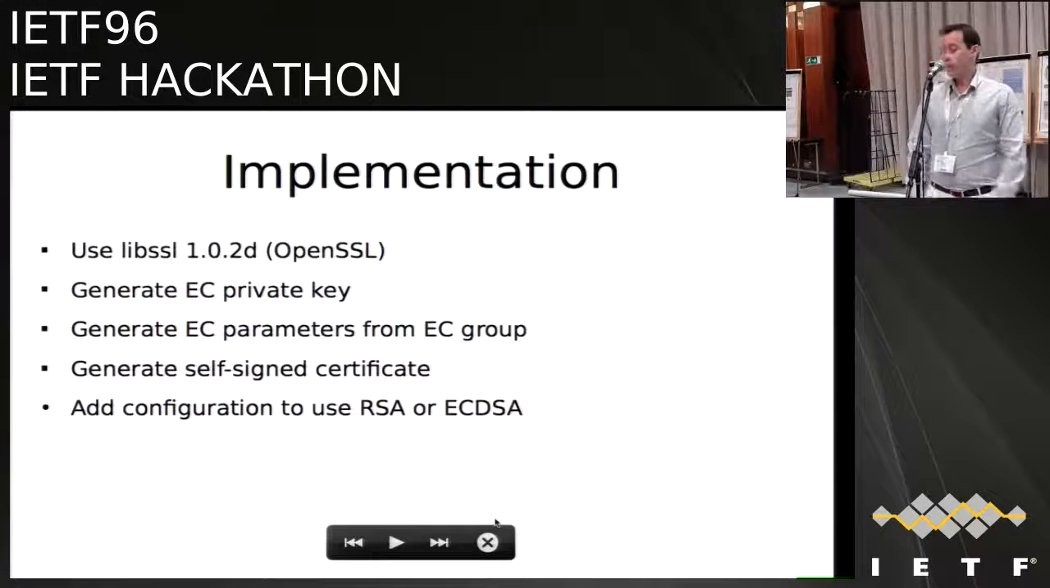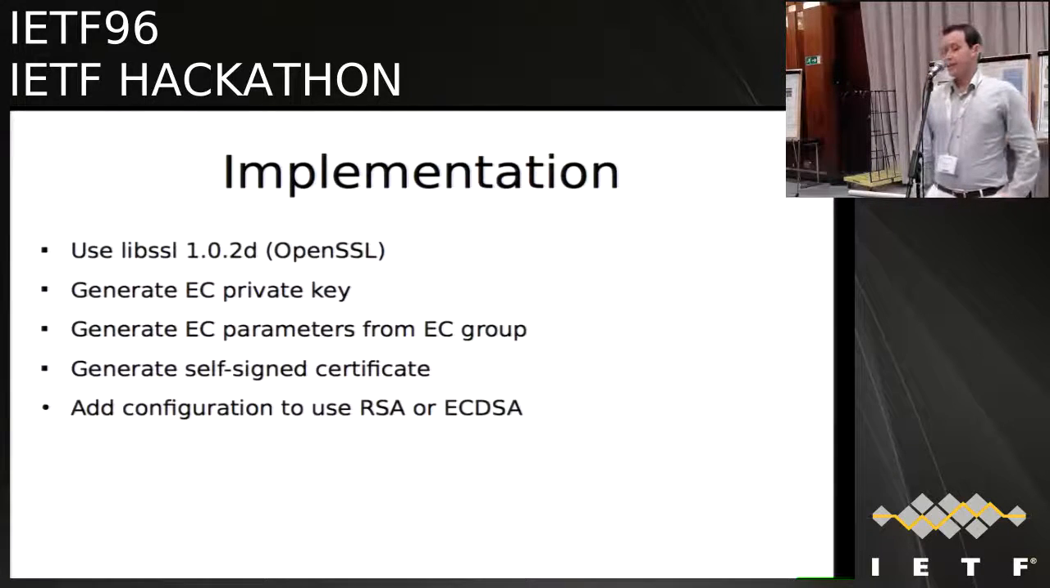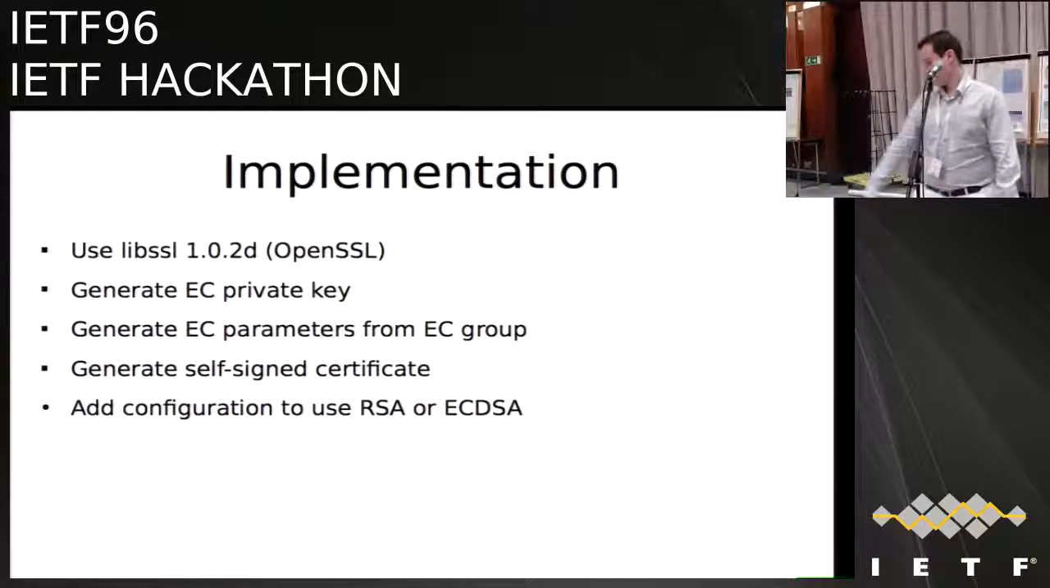So for the implementation, we use libSSL. We had to generate the elliptic curve private key. We have to get the parameters from the elliptic curve group. And we also had to generate the self-signed certificate. We, moreover, added a configuration in the WebRTC endpoint to choose between RSA and ECDSA.